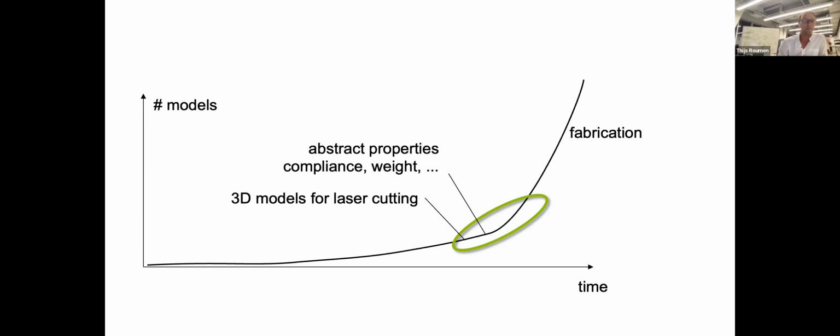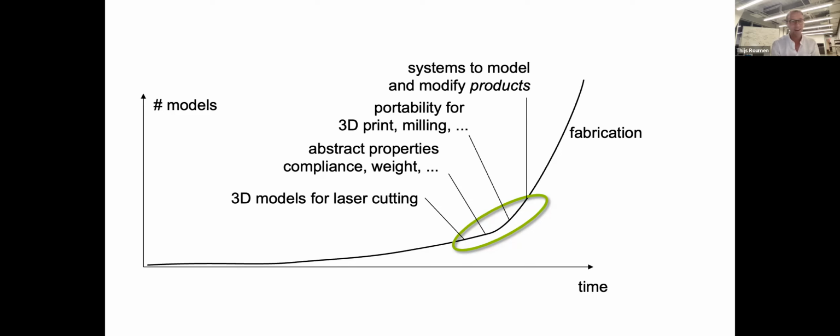But then there's also other properties you might want to abstract away, right? If we look at not just the shape, but also the compliance or the weight of the structures, or other mechanical properties that you might want to abstract away and make reliably reproducible across machines. We can look at portability for other machines, right? Like 3D printing, milling, vacuum forming, injection molding. And ideally, I think if this were all to succeed, what we really should start to look at is building systems that allow us to model and modify products as opposed to processes.